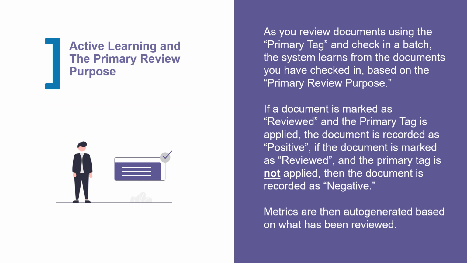Let's talk about active learning enabled review passes and the primary review purpose. It starts with that primary tag that we created to tag documents. If a document is marked as reviewed and tagged with that primary tag, it will be recorded as positive. If a document is marked as reviewed and not tagged with that primary tag, it will be recorded as negative. After batches are checked in, the system then learns from the documents reviewed accordingly, and metrics are auto-generated.